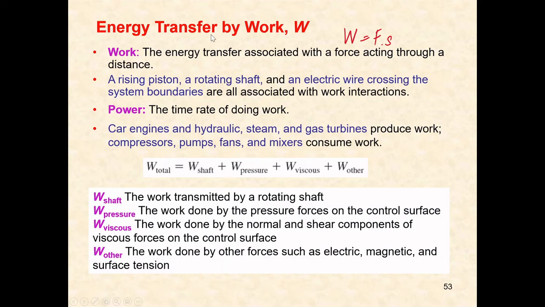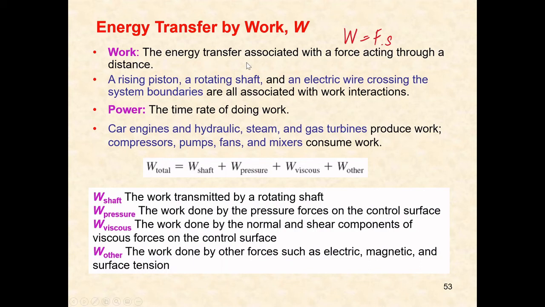Here we look at energy transfer by work, W. Work is the energy transfer associated with a force acting through a distance. So you have a force in newtons, acting through a distance in meters. Newton multiplied by meter, you get joule, which is the unit for work. For example, a rising piston, a rotating shaft, and an electric wire crossing the system boundaries are all associated with work interactions. Power is the time rate of doing work.